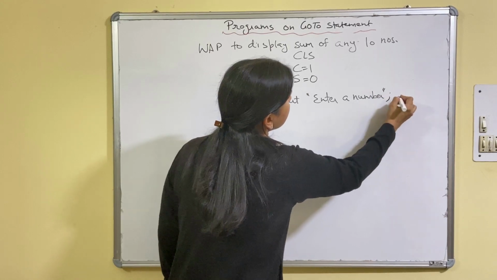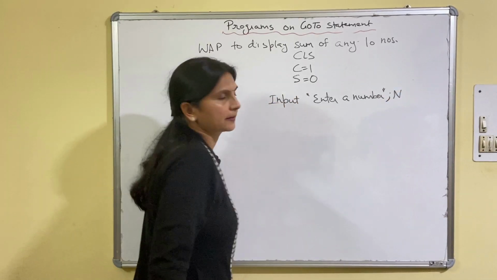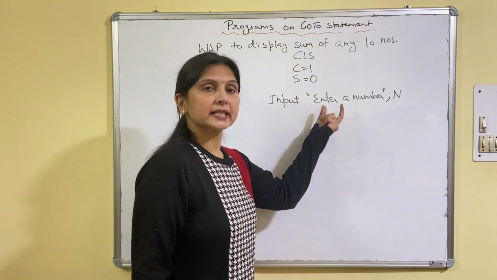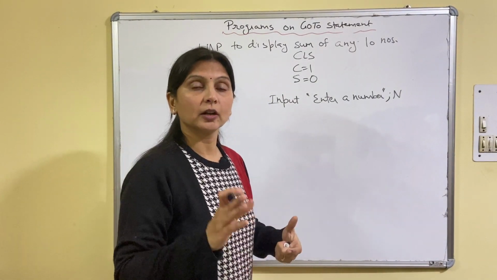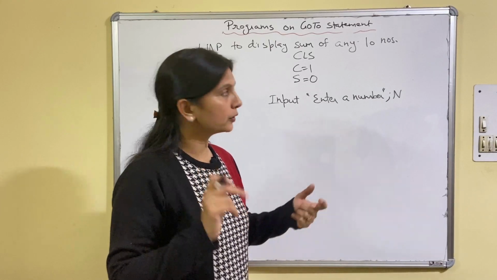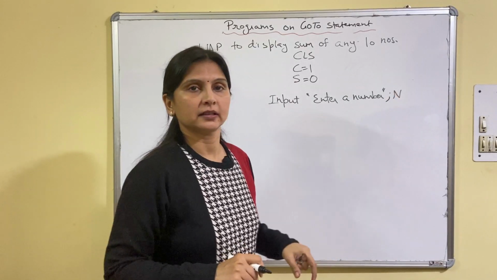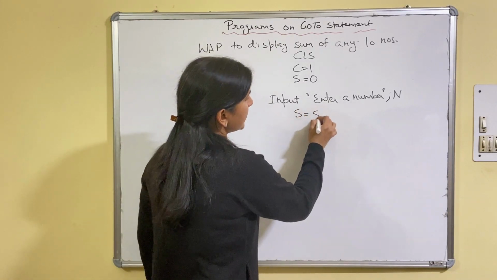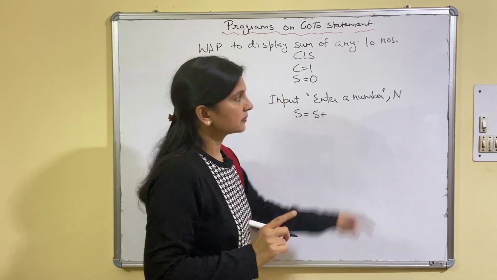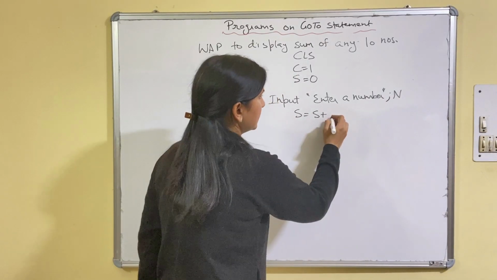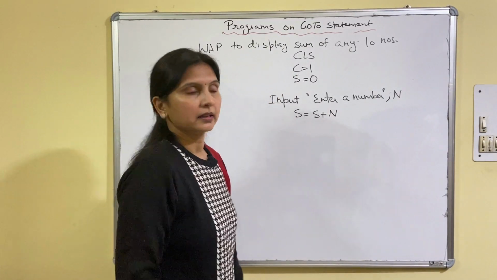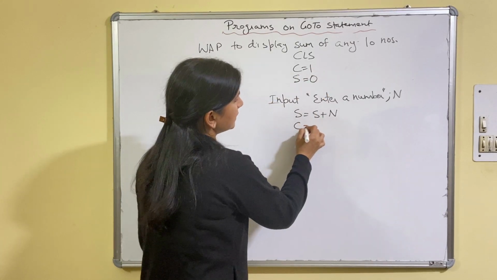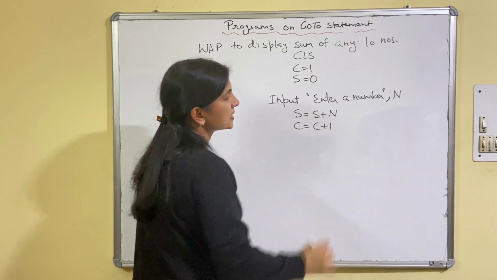Fine. And the variable is n. So what we will do? We will repeat this statement, enter a number, 10 times. And we will add this n. S equals to S plus n. We will add this n. Counter, initially it was 1. Increment, C equals to C plus 1.